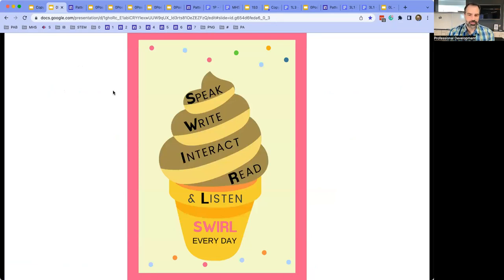All right, here we have one of our favorite posters, SWIRL: speak, write, interact, read, and listen. We know the research says students learn best when they're swirling, and that is powerful for building their STEM identity, language competency, and just feeling like they get it. So we want them swirling, and one of the best places we do this is in data discussions.